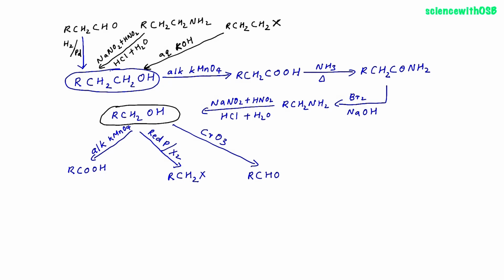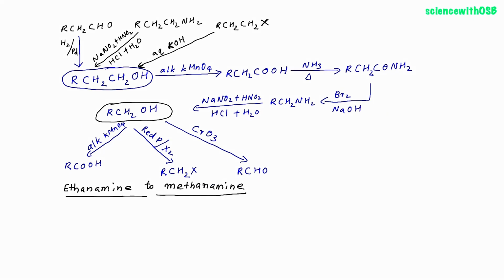Okay, we can do some examples. Ethanamine to methanamine. So it's a question of amine, right? So start from here. Okay, then add all these reagents, you are getting alcohol. Oxidize it, carboxylic acid. Okay, add ammonia and heat it, you will get amide. Then see Hofmann bromide reaction, you are getting what? Amine of lower homologue. You have to stop here. Understood? We already got the answer, right? Once you reach here, you are getting the answer.